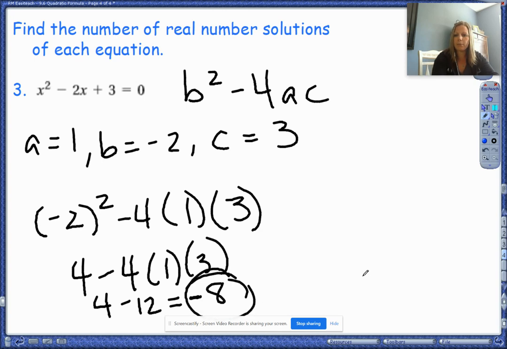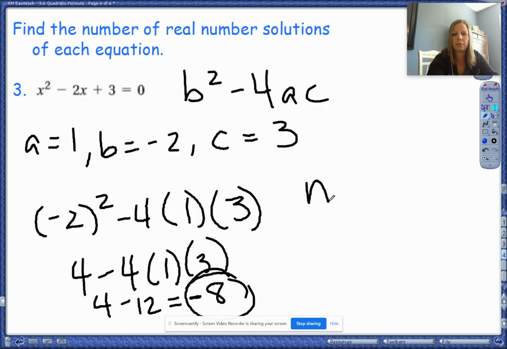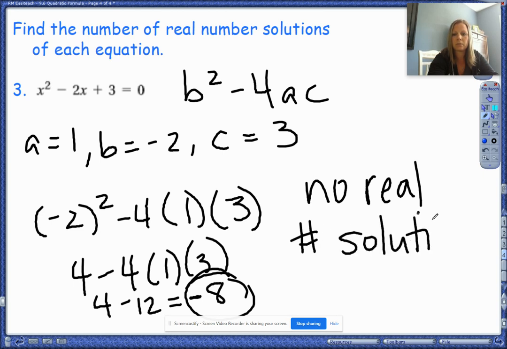So if I look back to that table, if my discriminant is less than 0 right here, I have no real number solutions. So here would be no real number solutions. Okay? So no solutions. And that's it.